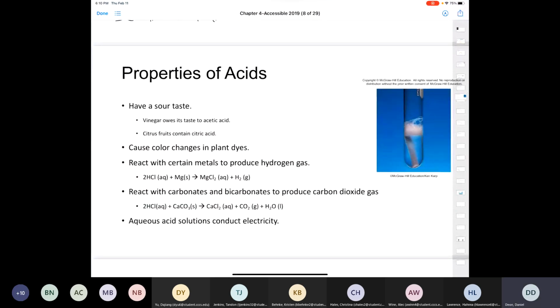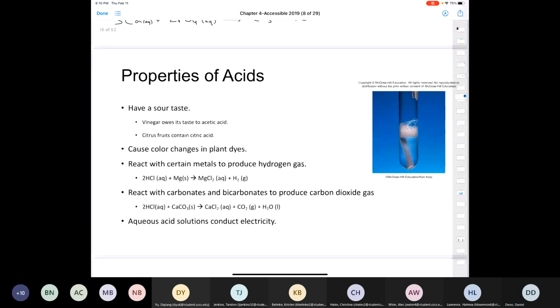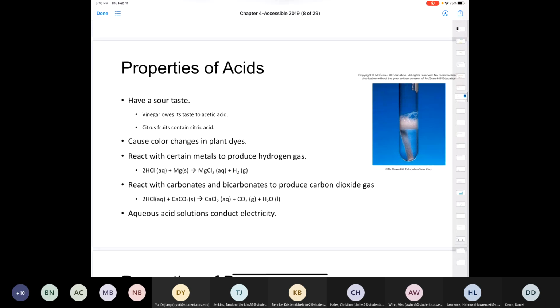Okay, can everybody see my slide that says properties of acids? Just want to be 100% sure. All right, thanks, Warren. Thanks, Kristen. Okay, my slide that says properties of acids. So let's get started here.